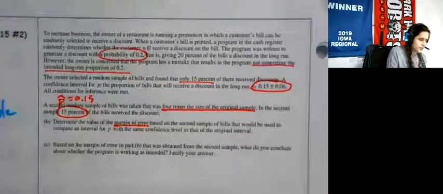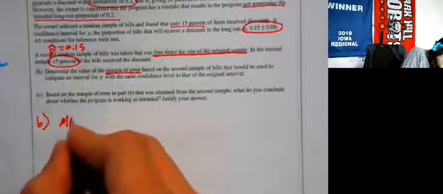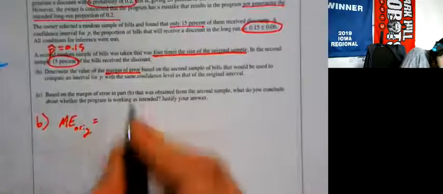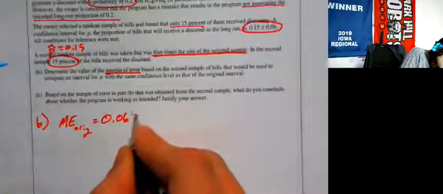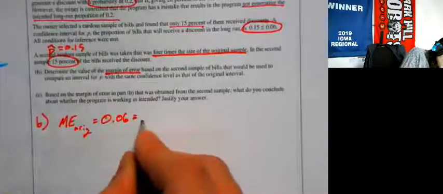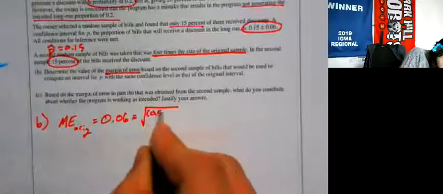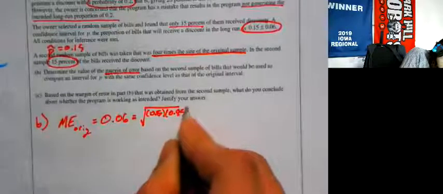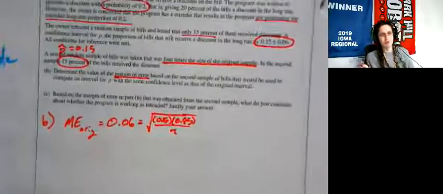Well, what do we know? Let's take a look at part B. The original margin of error was 0.06, which is something like the square root of 0.15 times 0.85 over n. So that was the original margin of error.